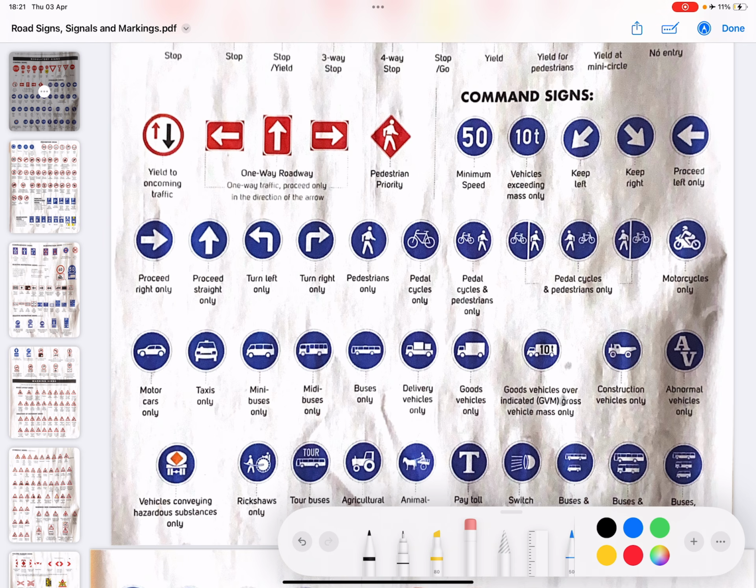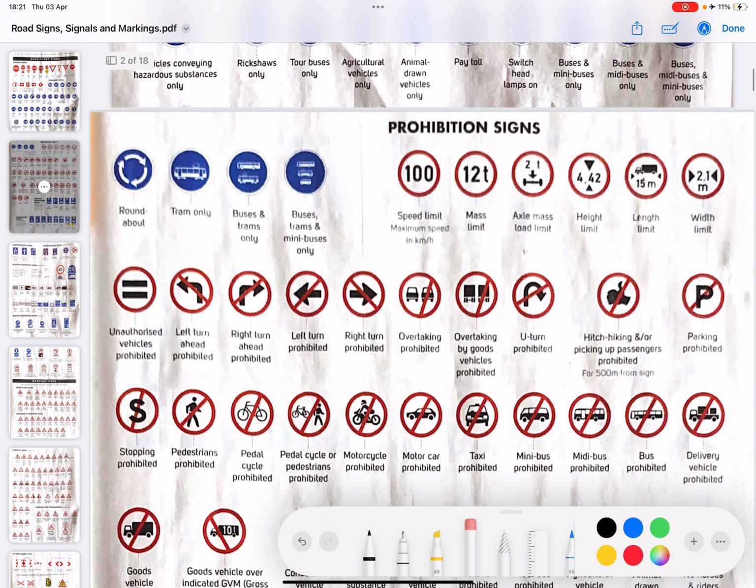Okay. Now, you then come on to the prohibition signs. The prohibition signs are actually the opposite of command signs. All right. So how are you going to see the prohibition signs? They are circled with red. That is the prohibition sign.